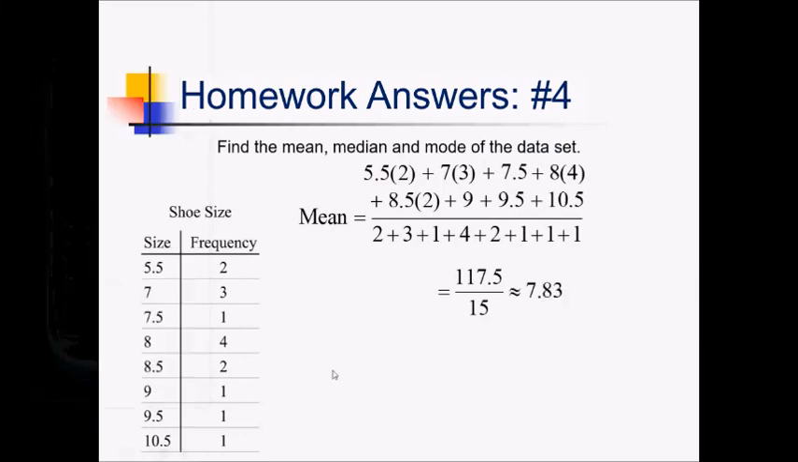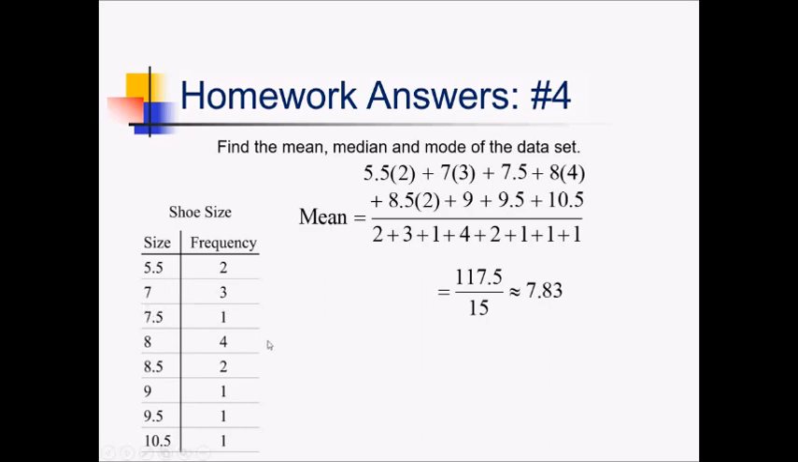Great. Now we need to find the median. That's the middle item if I were to take all these shoes and sort them in order from smallest to largest. Now the good news is that's already kind of done for us in the frequency table, right? We've got two of these 5.5s next to each other, followed by three of these size 7s, followed by a size 7.5, and so on and so forth.